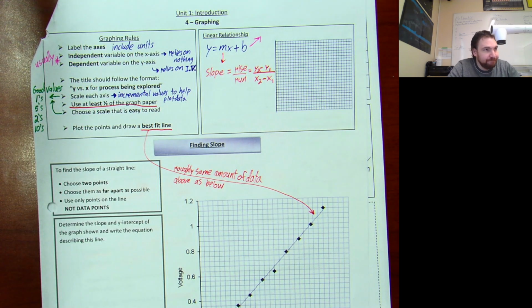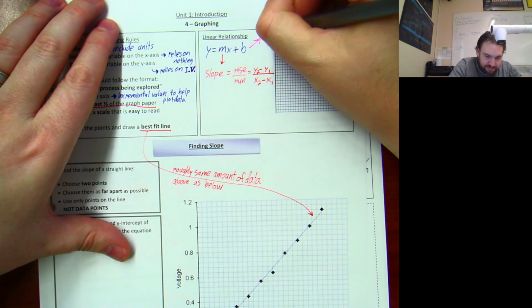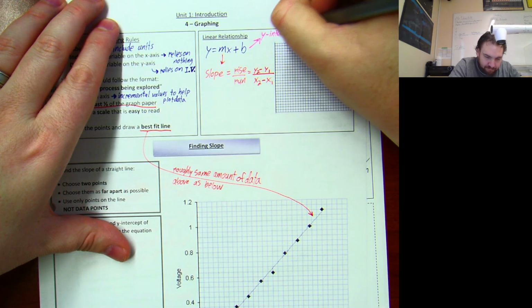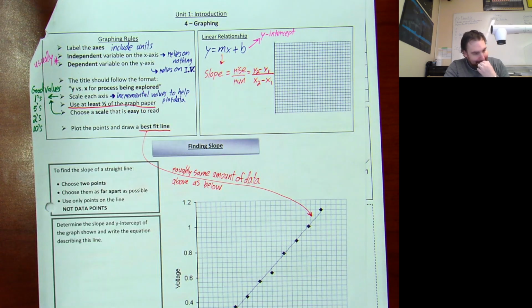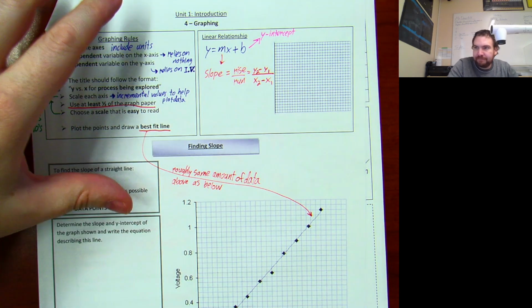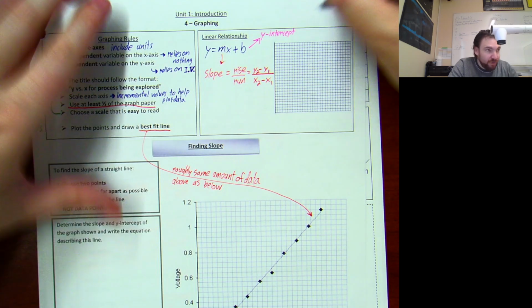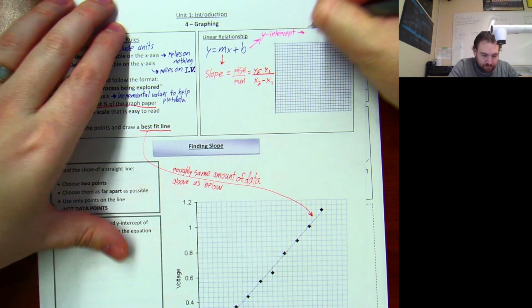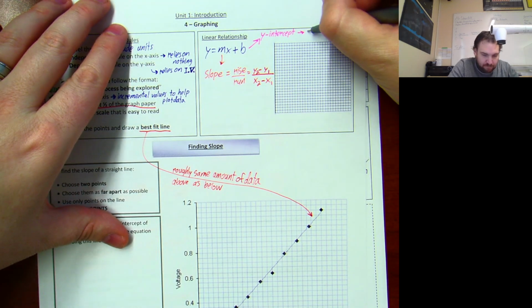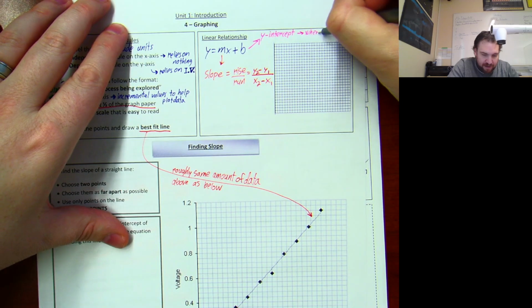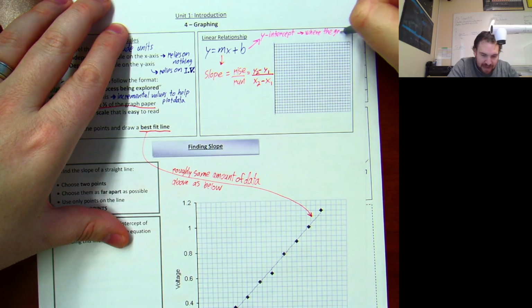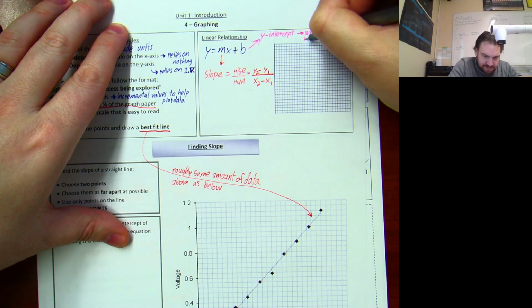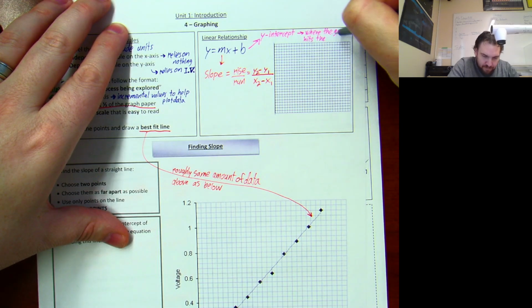What's B? Angelina. This is a y-intercept. What does that mean? What is a y-intercept? Yeah, Angelina. Okay, so I'll say where the graph hits the y-axis.